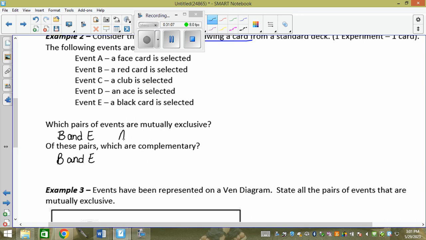A and D, a face card and an ace. Are they complementary? There are 12 face cards and 4 aces, which is 16. Complementary would mean if you added both of them up, you get 52, all the cards. Okay? Anything else? C and B. Yeah, B and C, red clubs don't exist. Are they complementary? If I add all the red cards and the clubs, is that 52? It's 39. They're not complementary.